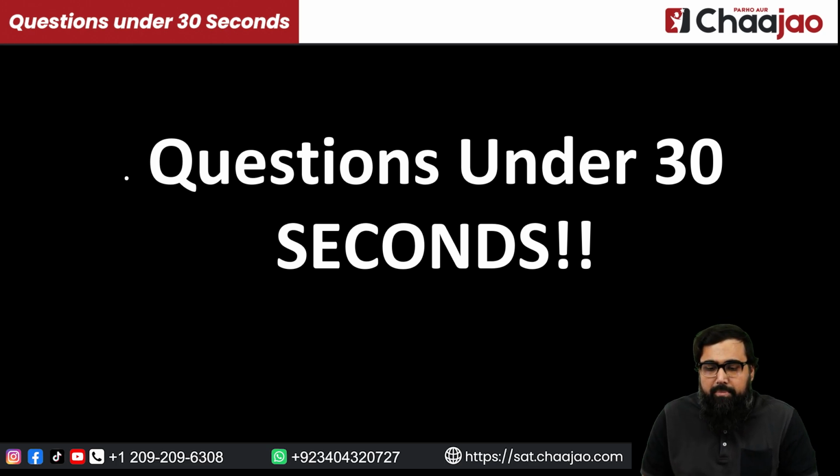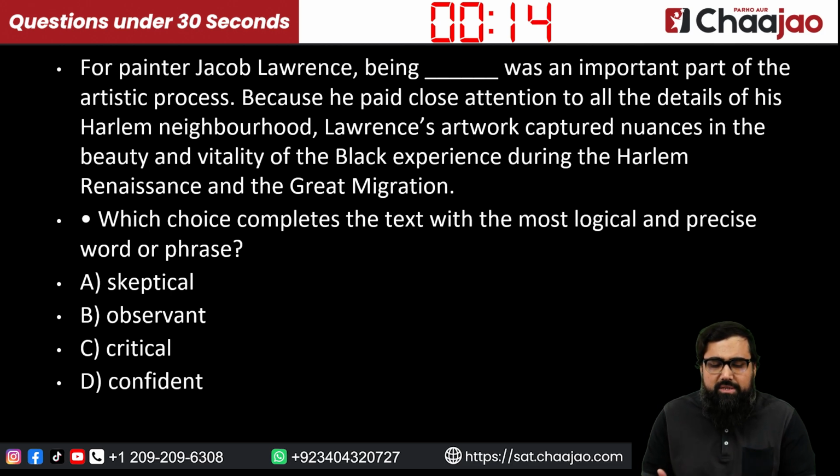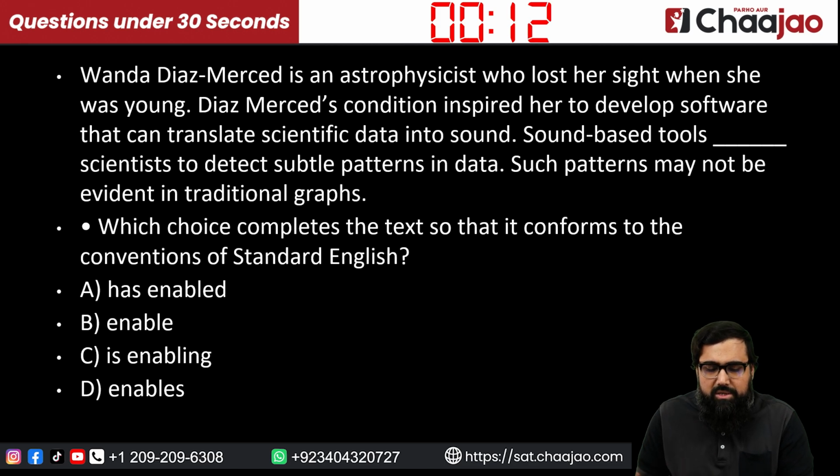So if you read this question: For painter Jacob Lawrence, being blank was an important part of the artistic process because he paid close attention to all the details of his Harlem neighborhood. Lawrence's artwork captured nuances in the beauty and vitality of the Black experience during the Harlem Renaissance and the Great Migration. Which choice completes the text with the most logical and precise word or phrase? This is a word in context question.